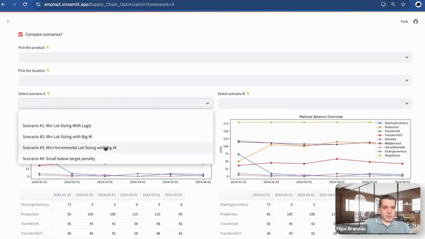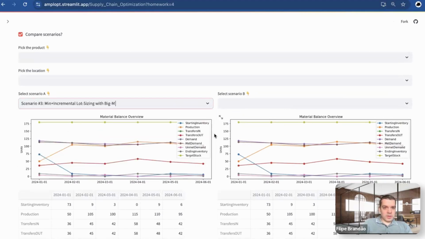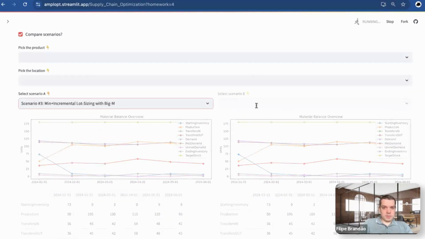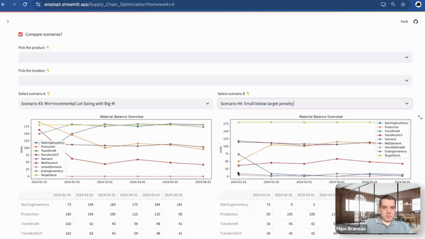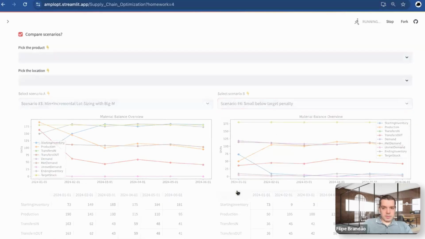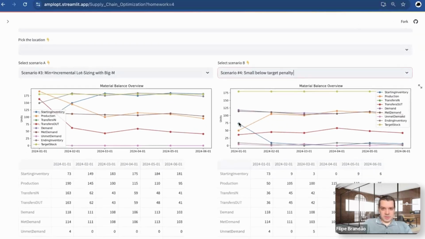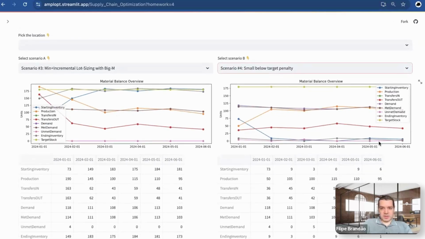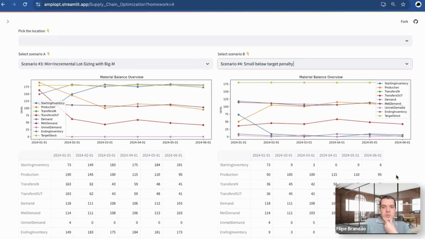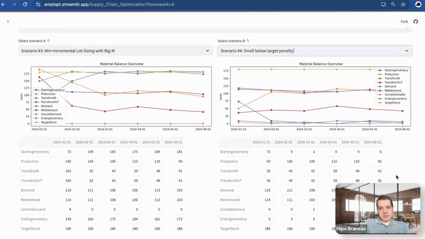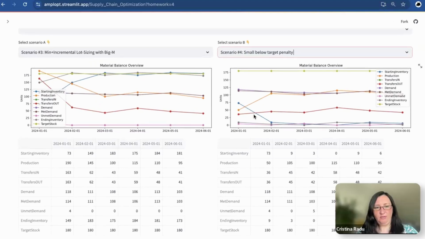Okay, and we have this. And you can see here, the target stocks are now not being met, the penalty is too small. So it is also a good way for debugging, because since we have all these soft penalties in the objective, sometimes constraints might be ignored. Yeah, so you see the difference in the ending inventory.